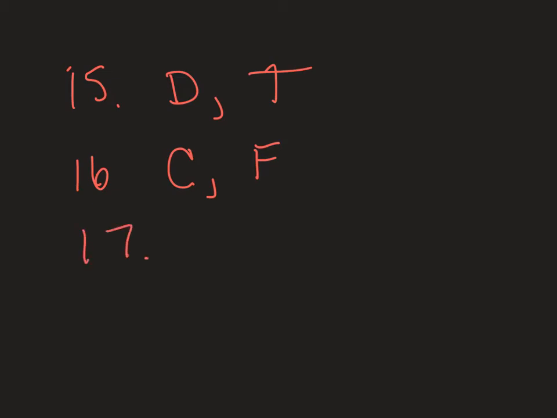So for number 15, it should be a disjunction. So 15 is a disjunction, and it is true. 16 is a conjunction, and it is false. 17 is a conjunction that is true, and 18 is a disjunction that is true. Sorry for the sloppy handwriting. My iPad's standing up, and I don't feel like laying it down just for this one part.